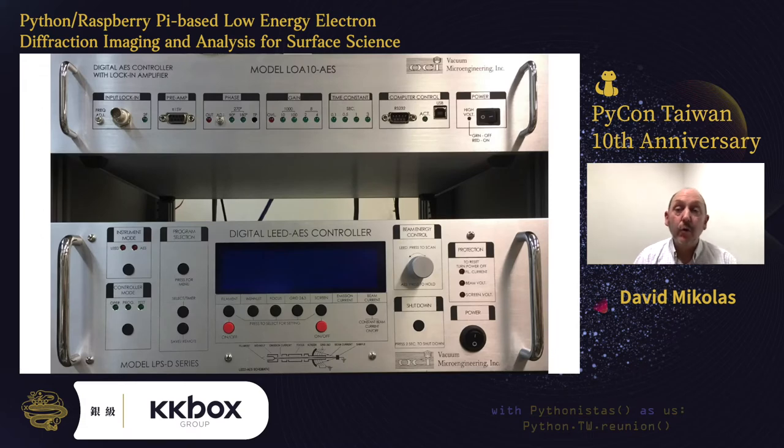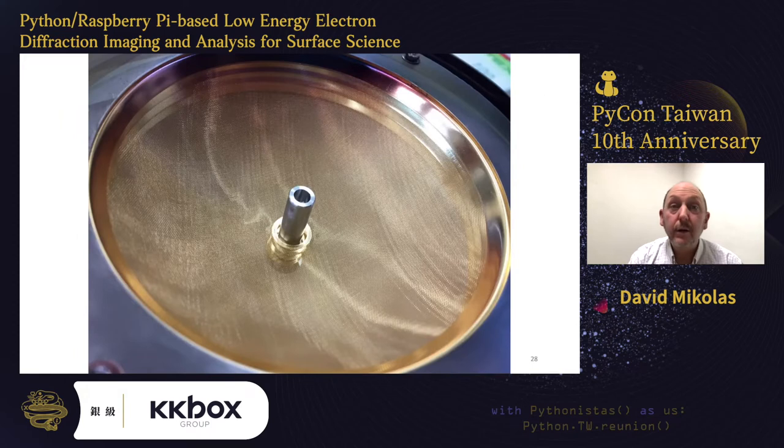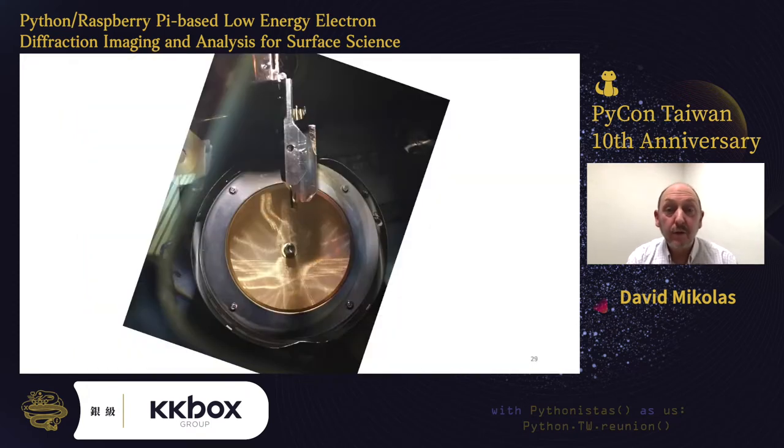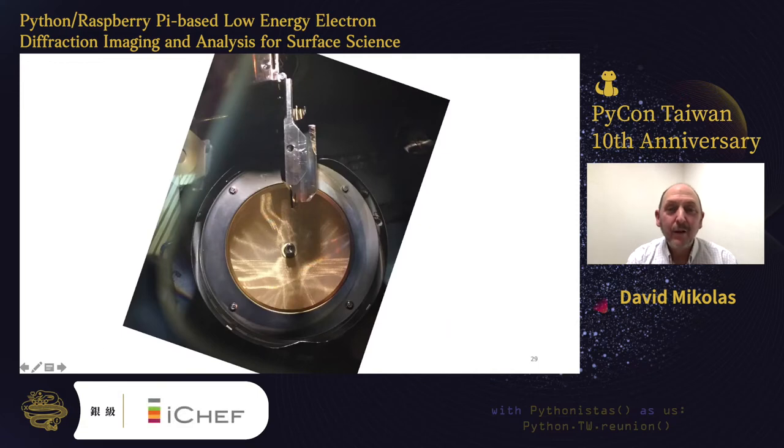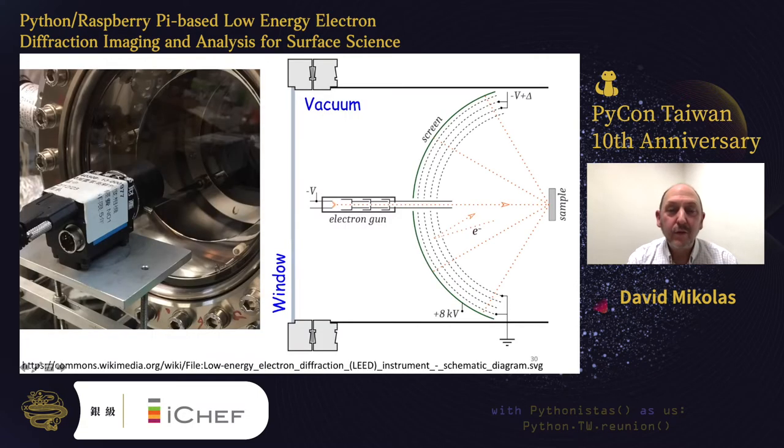And here's the controllers for our new system that will adjust the electron gun and the voltages on these grids. Here's a sample holder ready to come down in front of the LEED system.